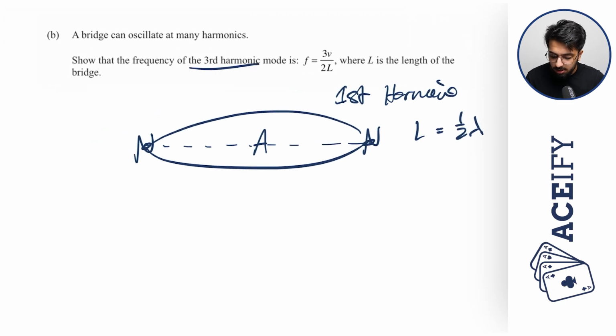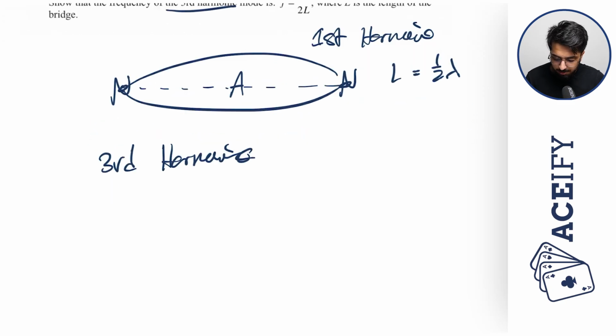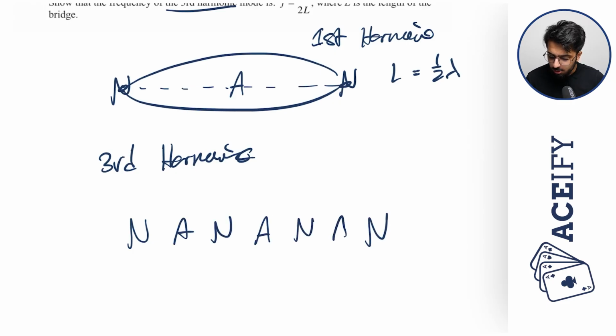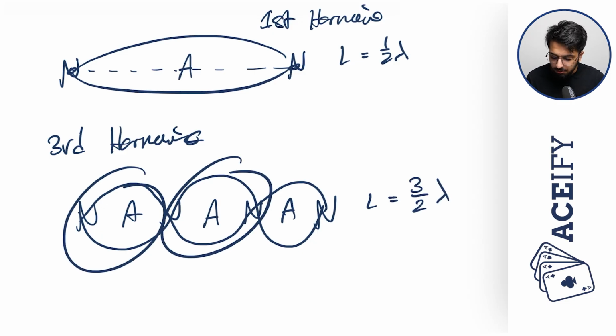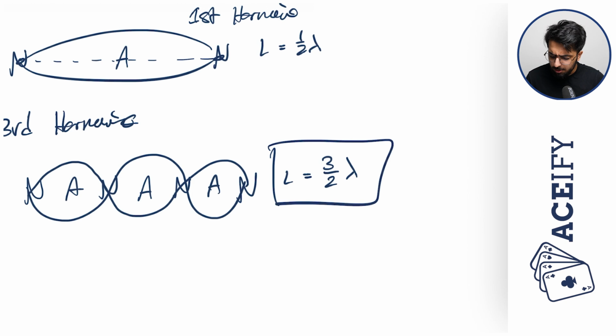However, we're interested in the third harmonic, okay? Again, we would have a node over here and a node over here, antinode in the middle, antinode over here, node over here, node over here, antinode over here, and therefore this produces our third harmonic like so. And as you can see, our length is equal to 3/2 of a wavelength, okay? Our first half, second half, third half, okay? So this is the equation that we're interested in.